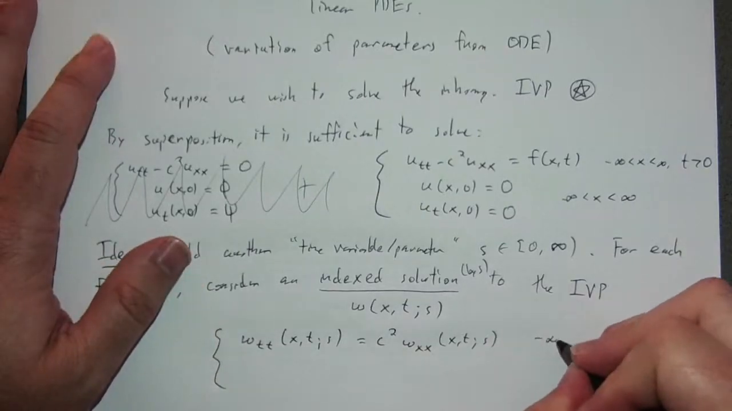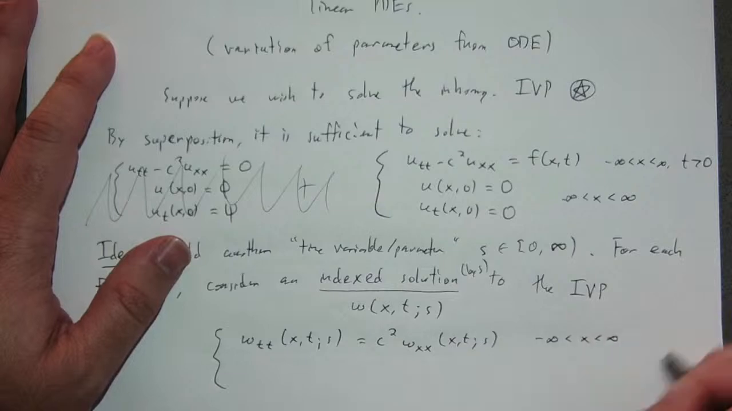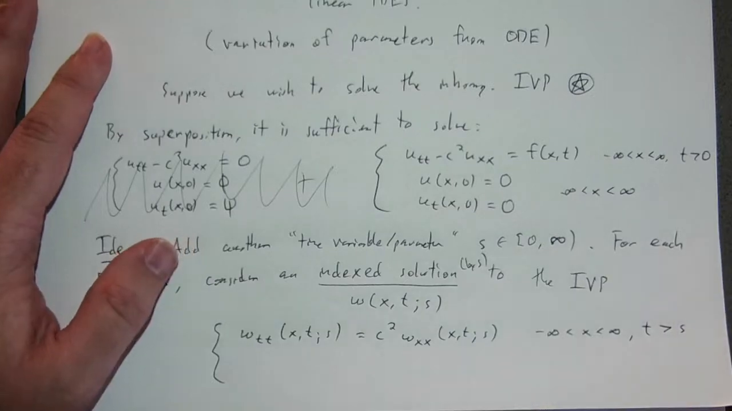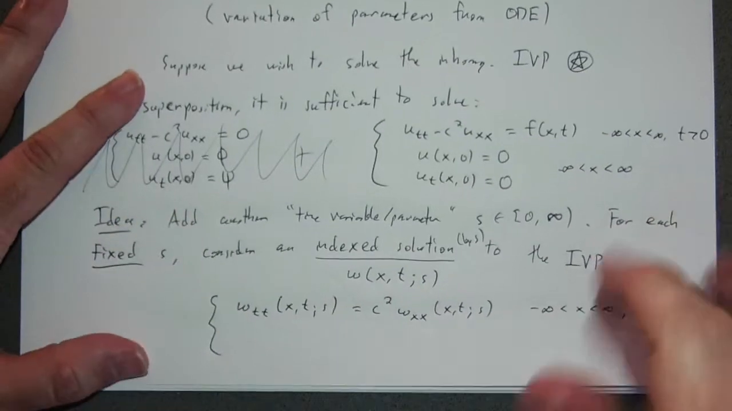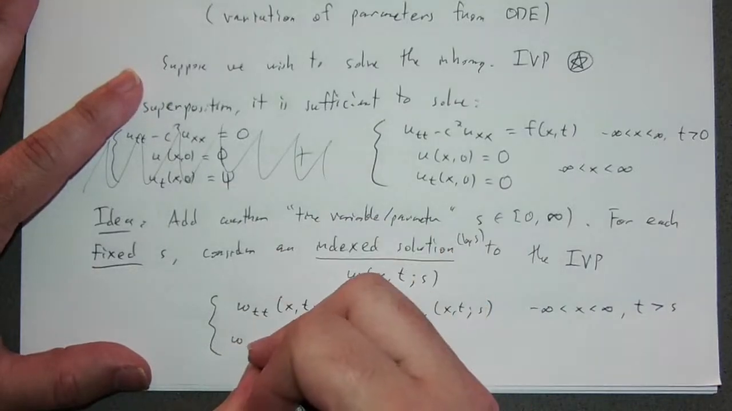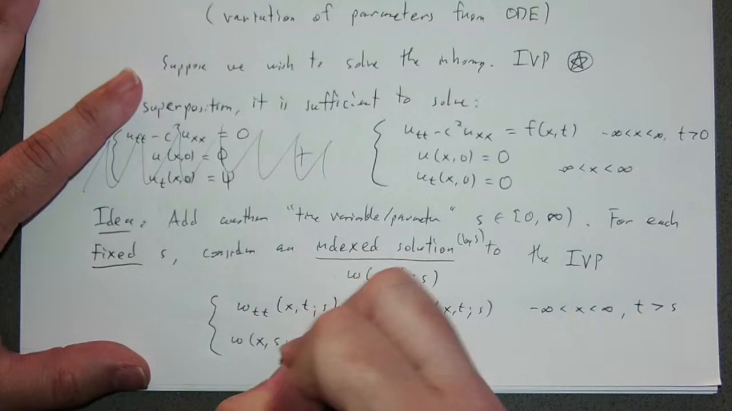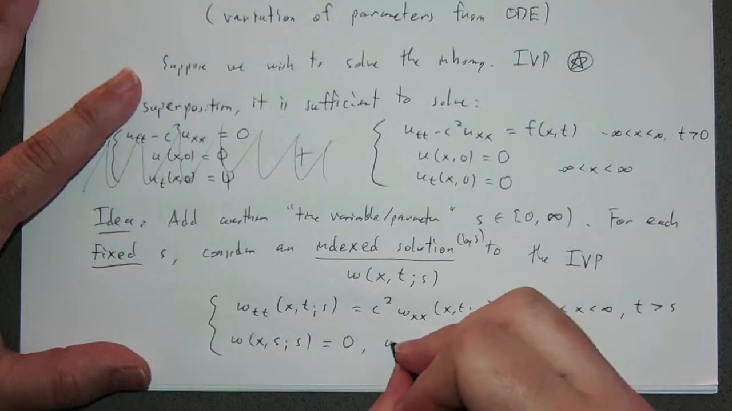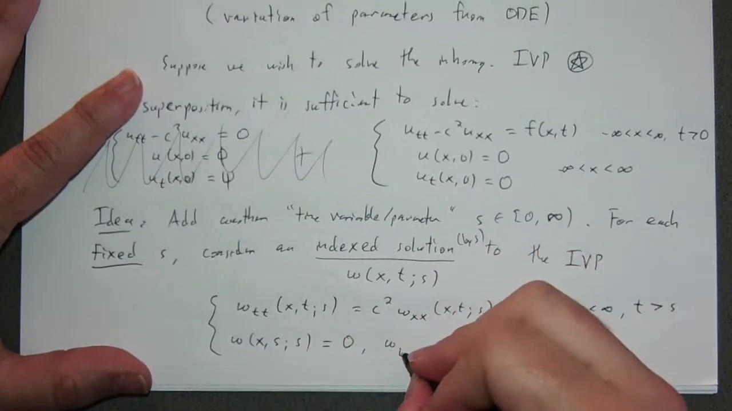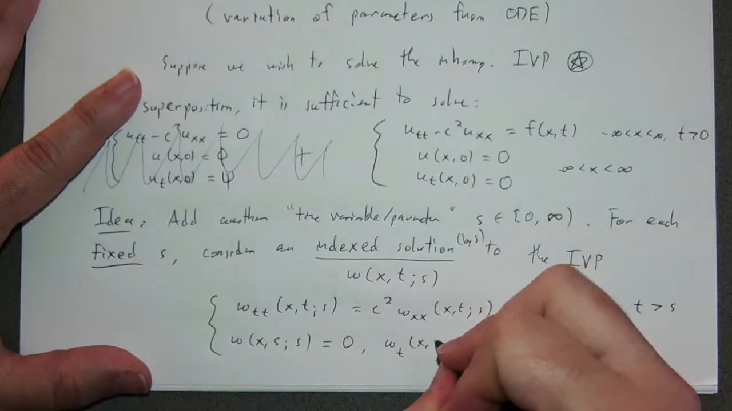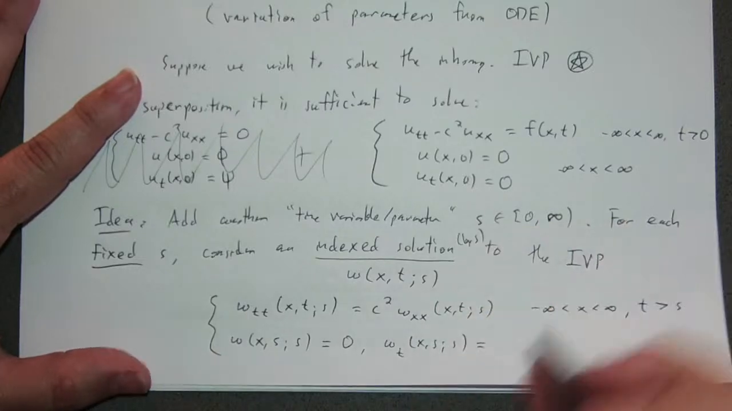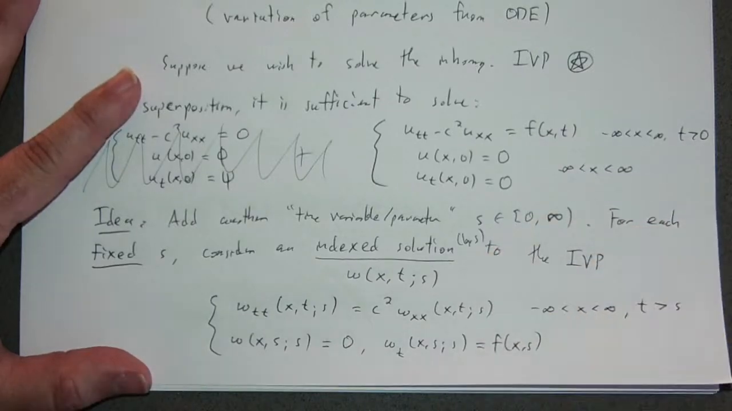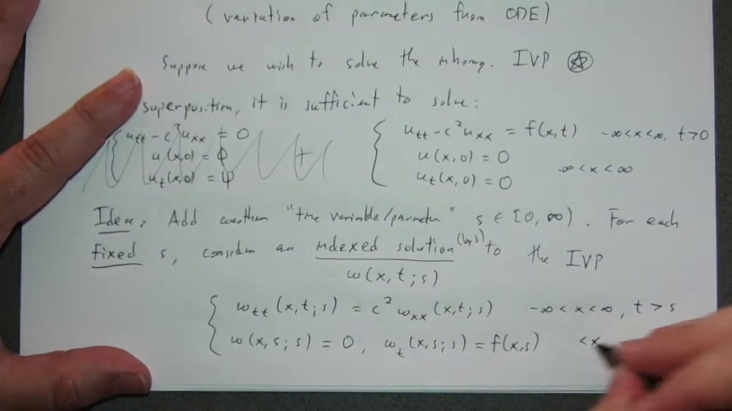And that is solved for x in the reals and for t greater than s, and w(x,s;s) is 0, and w_t(x,s;s) is f(x,s). And that's for x real.